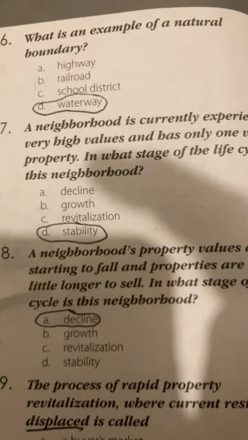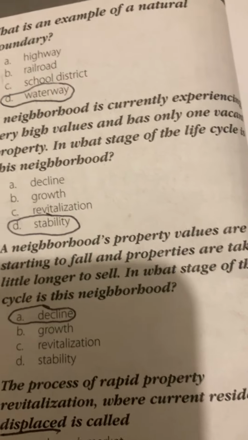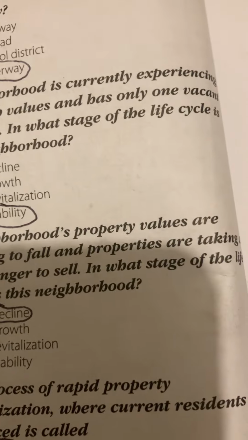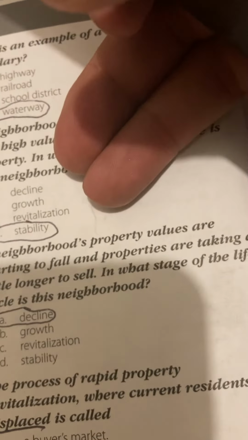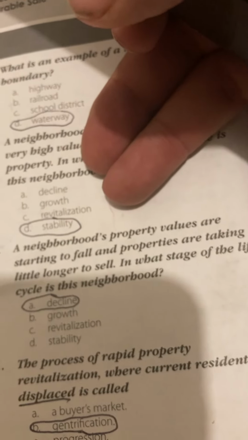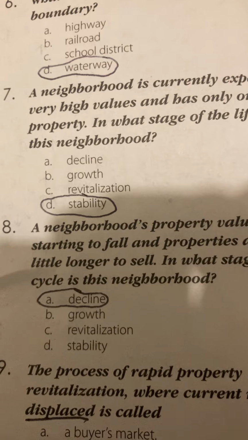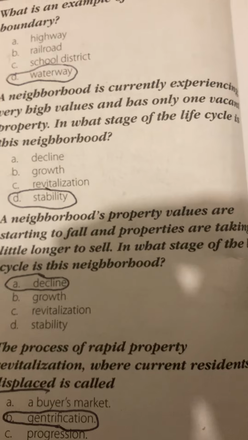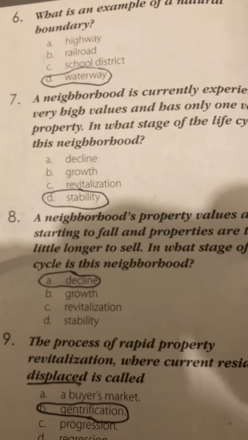Number 8. A neighborhood's property values are starting to fall, and properties are taking a little longer to sell. In what stage of the life cycle is this neighborhood? A. Decline. B. Growth. C. Revitalization. Or D. Stability. The answer is A. Decline.